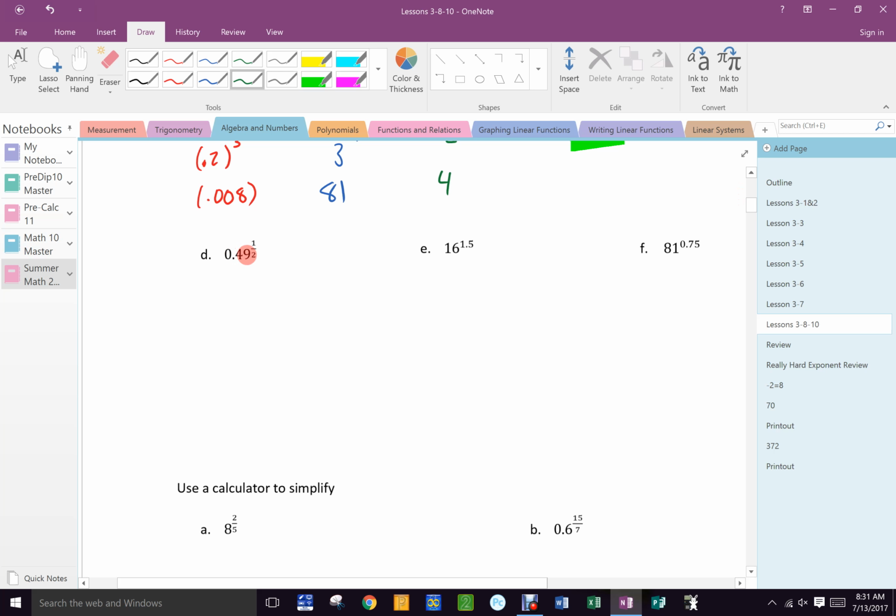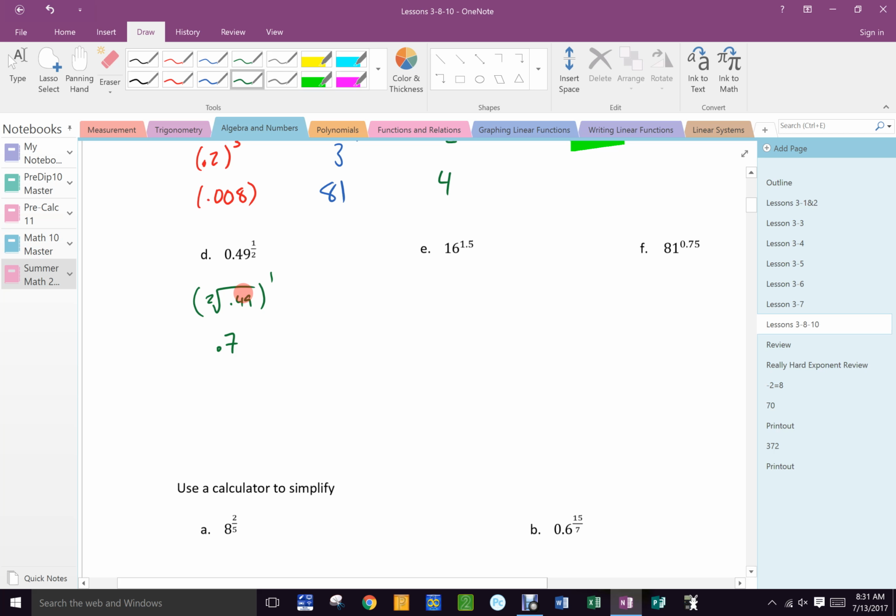So let's check this one out. Does anything change even though it looks different? No. This is saying the square root of 0.49 to the 1st power. What's the square root of 0.49? 0.7.